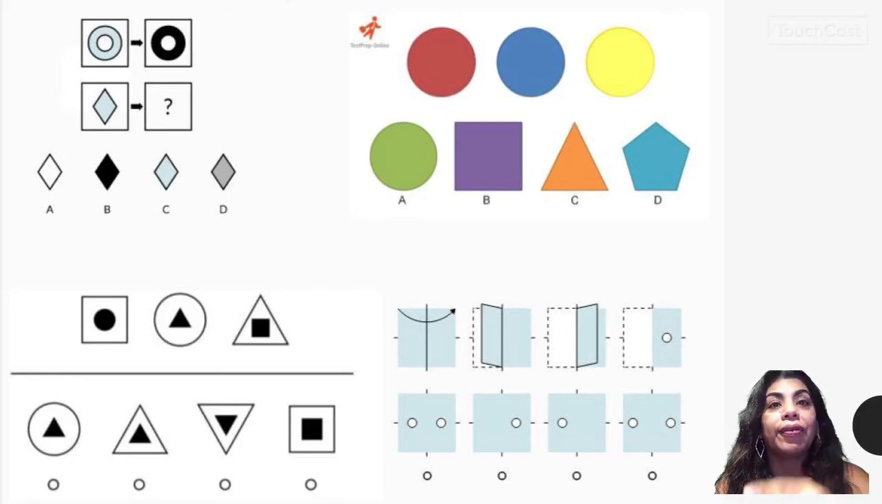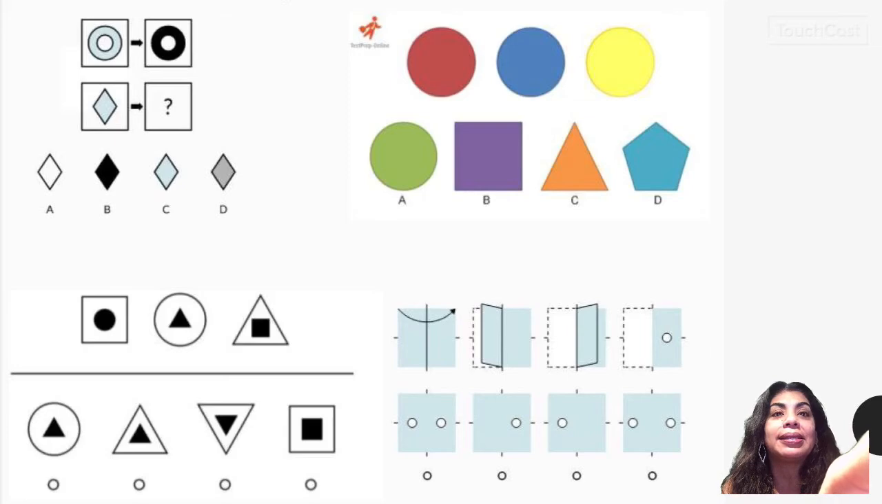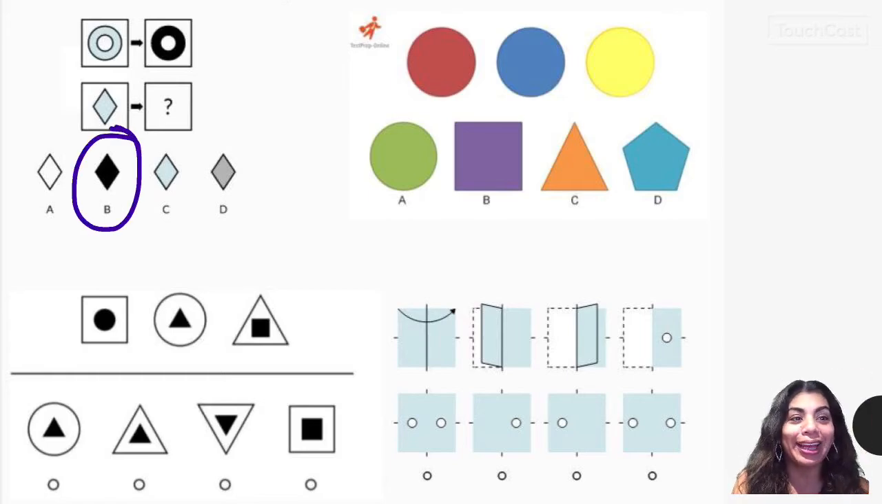So we have a light blue, looks like a donut, right? It looks like a blue donut and a black donut. So what happened was they changed colors, right? So went from blue to black. So then the rhombus is going to go from blue to black. And I'm sure you guys were thinking of that as well, right?